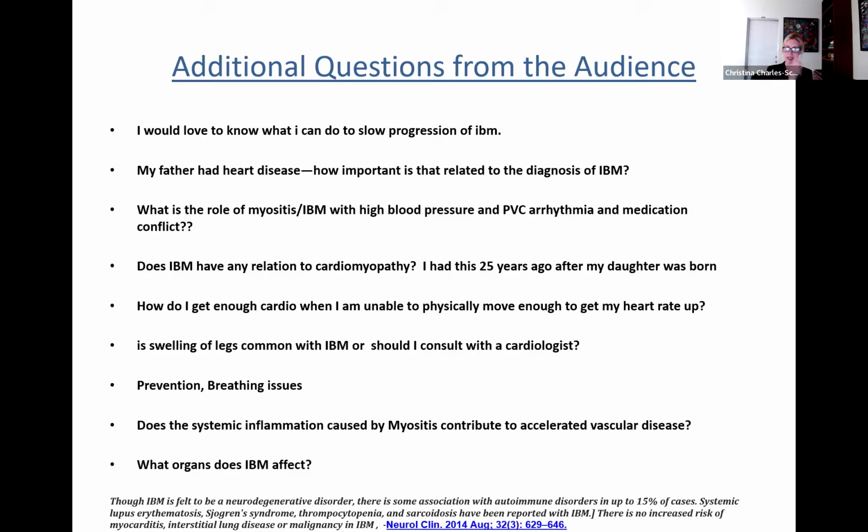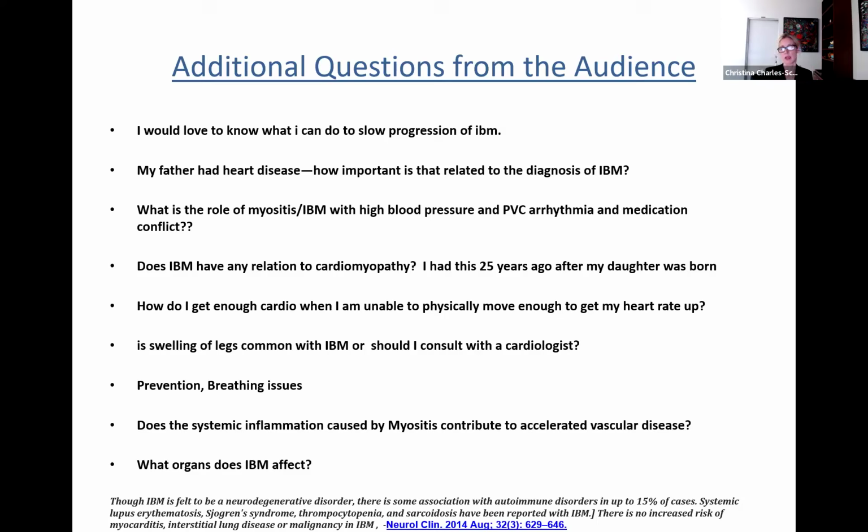Is swelling in the legs common with IBM, or should you consult with a cardiologist? That gets back to my clot talk, right, with the veins. Cardiologist, primary care doctor, right? Take a look at those legs. If you haven't had a duplex, which is just an ultrasound of the legs to look for a clot, get that done.